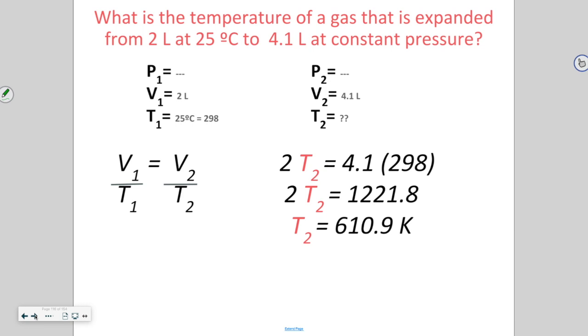And temperature, again, is always in Kelvin. What we plugged in was in Kelvin, so what we get out is going to be in Kelvin. All right, it doesn't specify what unit it wants temperature in, so you can leave it in Kelvin. You do not need to convert back to Celsius.